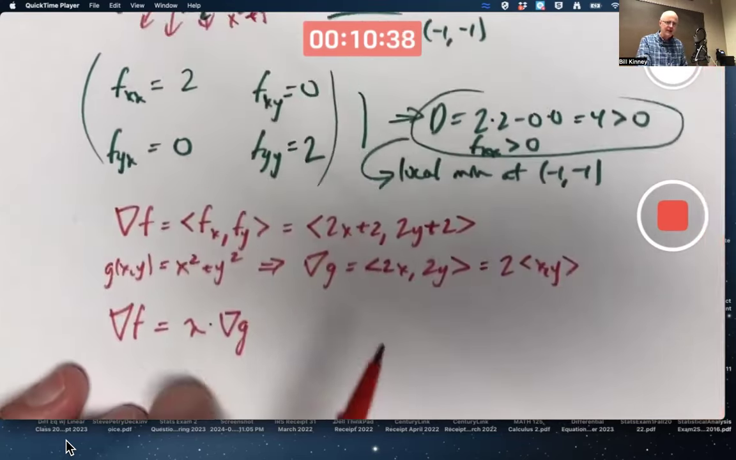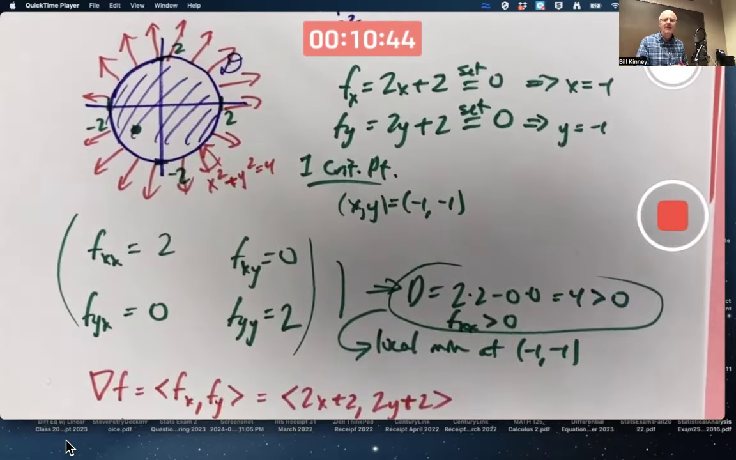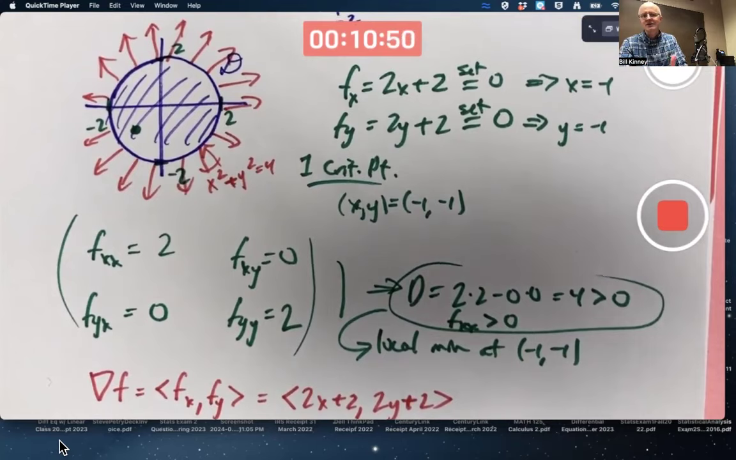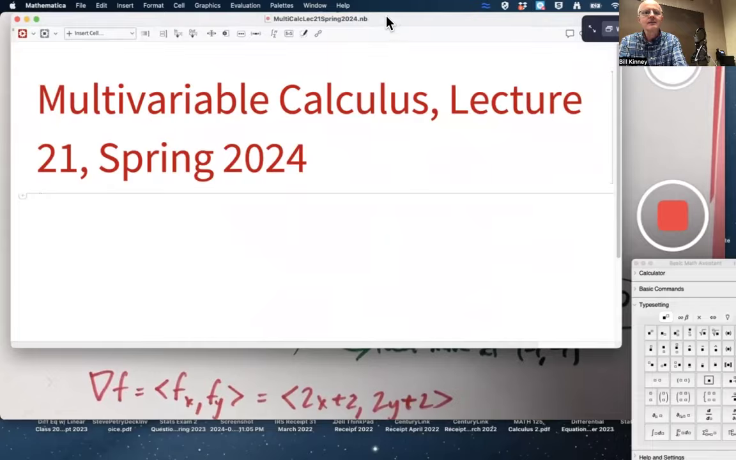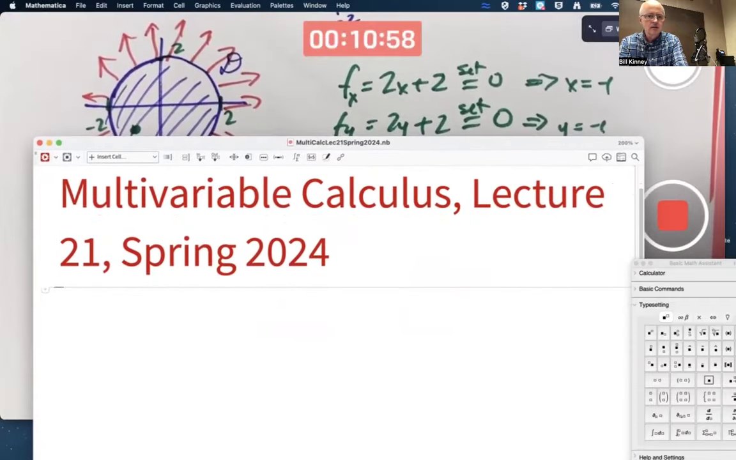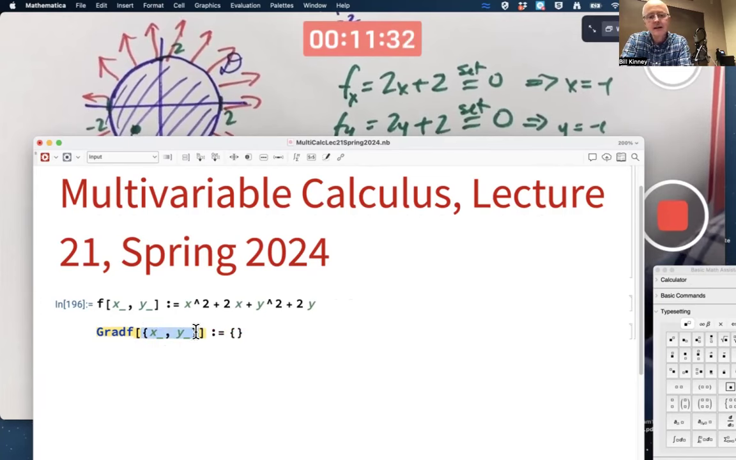Question now is, where is the gradient vector for F parallel to these? Where along this boundary? F is more complicated, has level curves that are more complicated. It's certainly hard to draw without technology what those level curves will look like. Let's do that. F of xy, x squared plus 2x plus y squared plus 2y. Grad F, if you like. So I'm thinking of the input as being, technically in Mathematica, when you use curly braces like this, it's called a list. Depending on how you use this, that list could be a point or it could be a vector.